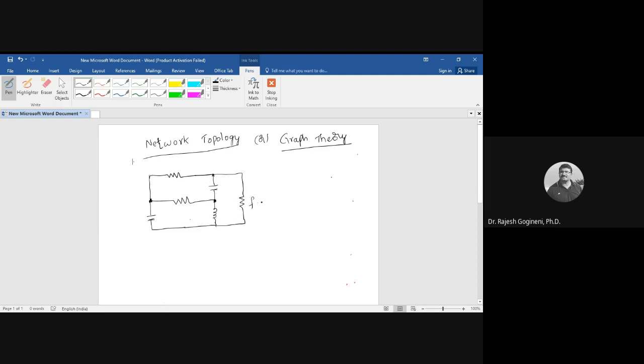So I am giving the names for the elements as A, B, C, D, E, F, right? Okay, so this is the network given, the given network. So how many nodes are there in the network? How many nodes are there in this network?